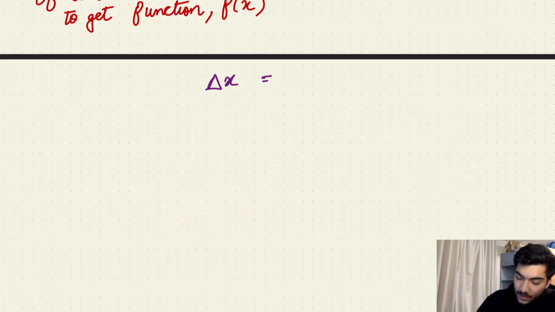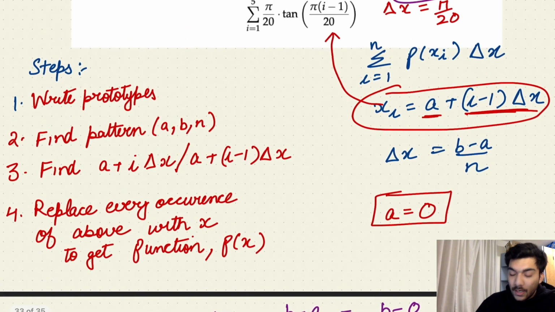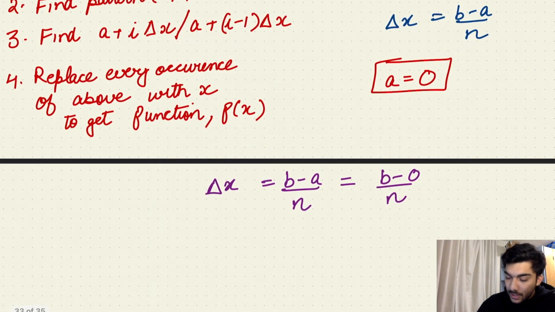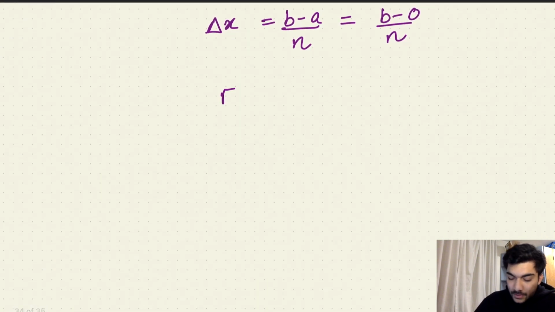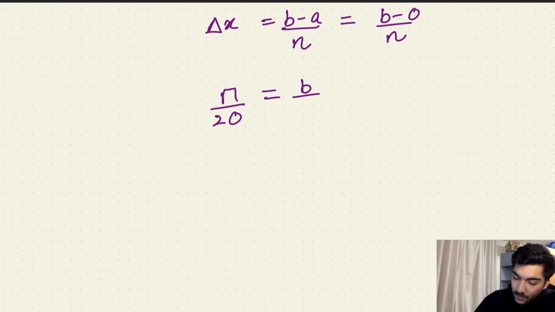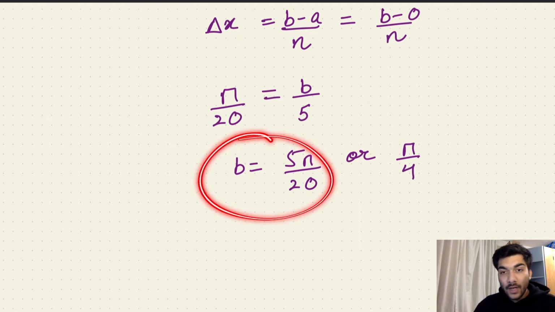I know delta x is equal to (b minus a) divided by n, which is b minus 0 divided by n. I also know from the above expression that delta x is pi by 20 and n is 5. So I'll substitute both of these values. Delta x is pi by 20, b minus 0 will become b, and n is 5. So my b becomes 5 pi by 20 or pi by 4. So now I have everything sorted out.